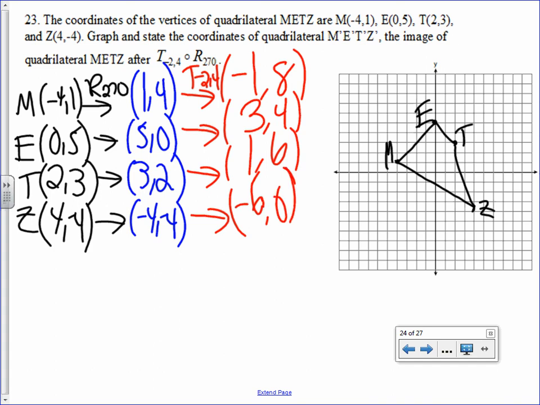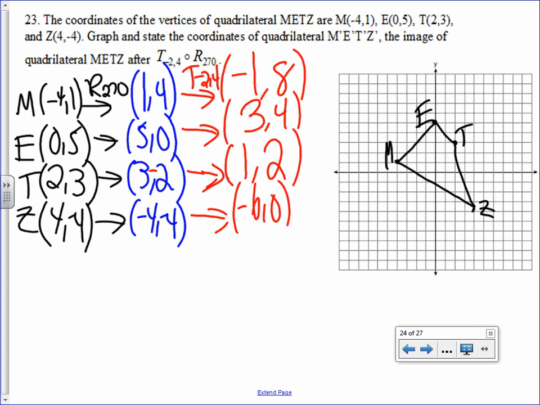It does ask me to graph this. I made a mistake, didn't I? It's supposed to be 3, -2. Oh no, we made a mistake. That's awful. So that's going to change this. So that makes this point 1, 2, and this point -6, 0.